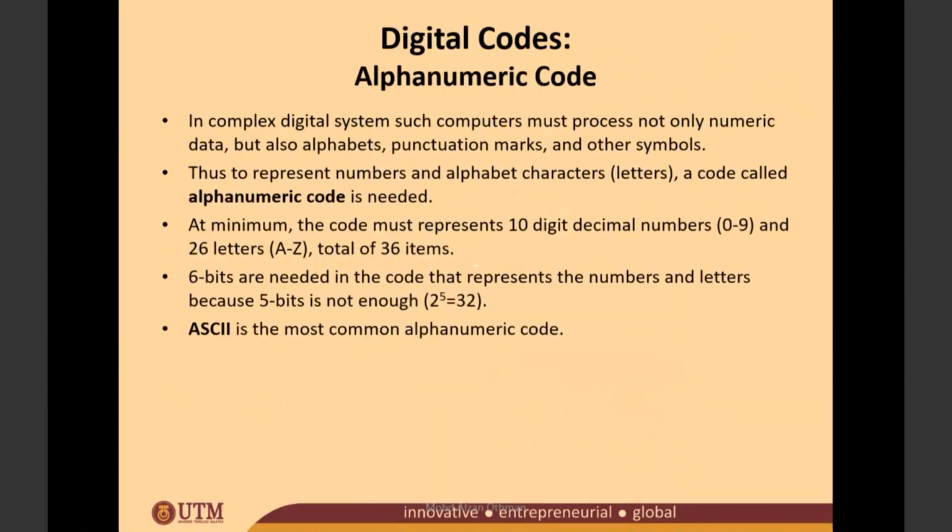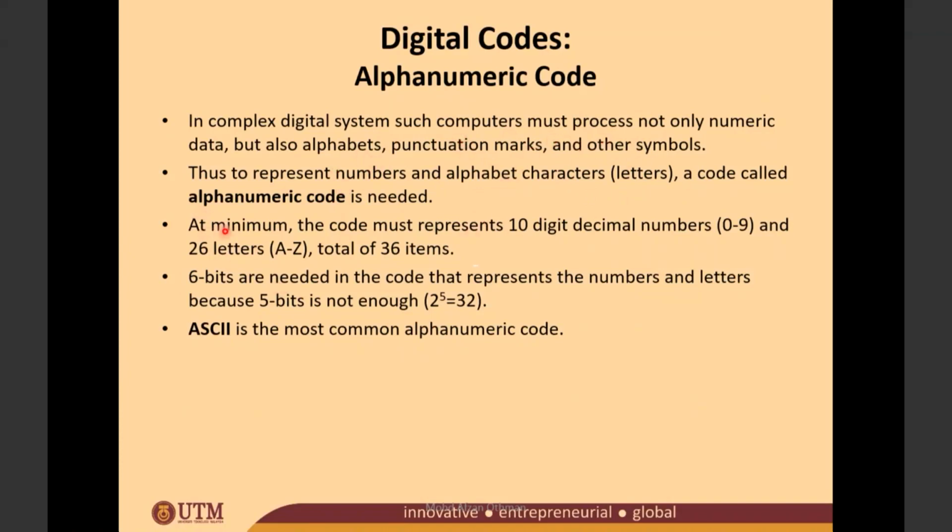Okay, sekarang kita nak tengok alphanumeric codes. So in complex digital system, okay, such as your computers, your smartphones, your embedded system, must process not only numeric data, but also alphabets, symbols. Okay, you have the punctuation marks, question marks, and then you have a lot of symbol macam slash, greater than, smaller than, benda-benda tu. Okay, and other symbols. Okay, to represent these numbers and alphabet characters, which is the letters and the symbols, a code called alphanumeric code is needed. Okay, kalau numeric dia akan display nombor saja. Kalau alphanumeric dia akan ada characters, alphabet characters, numbers dan symbols.